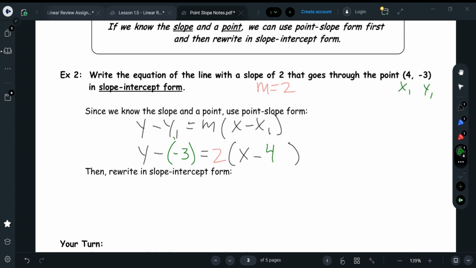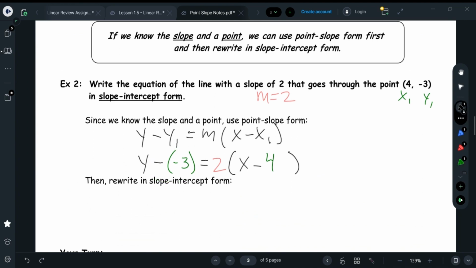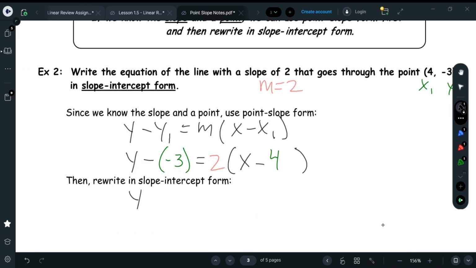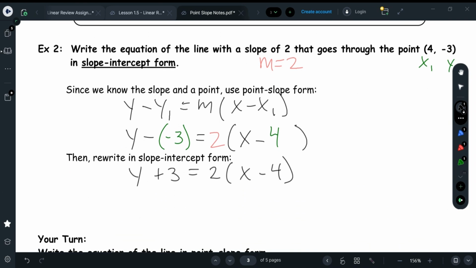We can clean this up just because notice right here we have minus and negative. We'll write that as plus 3. So let's do this here. This is going to turn into y plus 3 equals 2, x minus 4. Okay, so there's our point slope form.